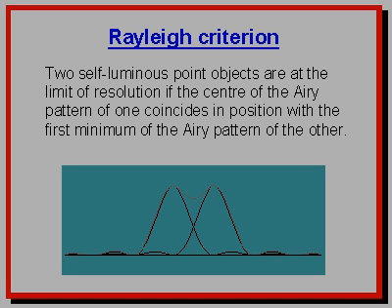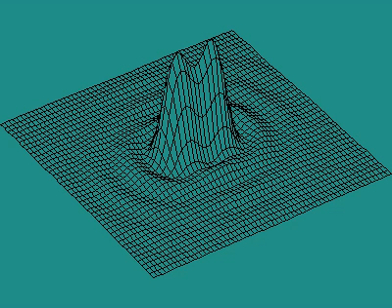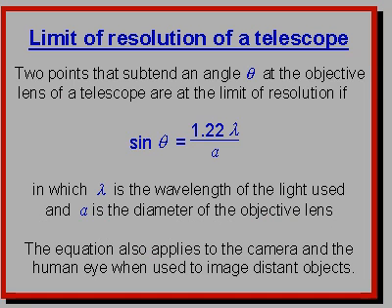The Rayleigh criterion states that two points are at the limit of resolution if the centre of the Airy pattern of one coincides in position with the first minimum of the Airy pattern of the other. The first minimum of the Airy pattern is formed in the direction given by the equation sin theta equals 1.22 lambda divided by a, in which theta is the angle from the centre of the pattern, lambda is the wavelength of the light used, and a is the diameter of the diffracting aperture. For most telescopes, a is the diameter of the objective lens.